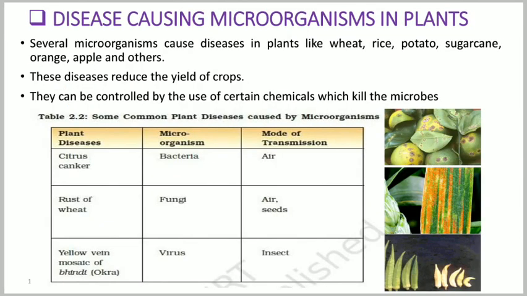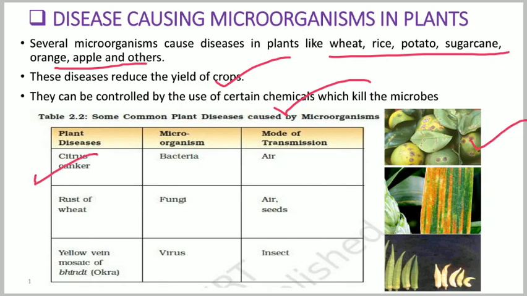Another one, diseases also happen in plants such as wheat, rice, potato, sugarcane, apples, and so on. So these diseases reduce the yield of what? Crops. And how can they be controlled? They can be controlled with the help of certain chemicals. Here we have some diseases in plants, such as citrus canker. Here we have the picture of citrus canker, which is caused by what? Bacteria, and the mode of transmission is air.